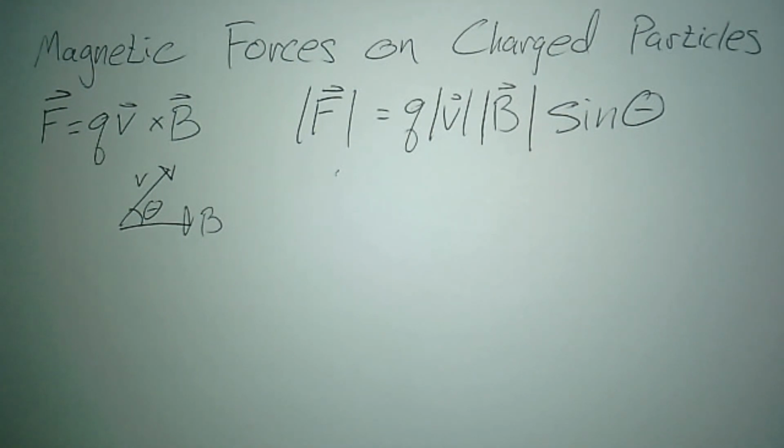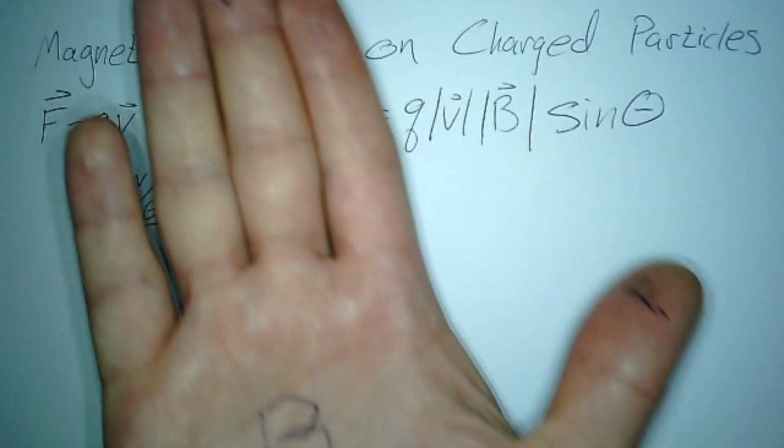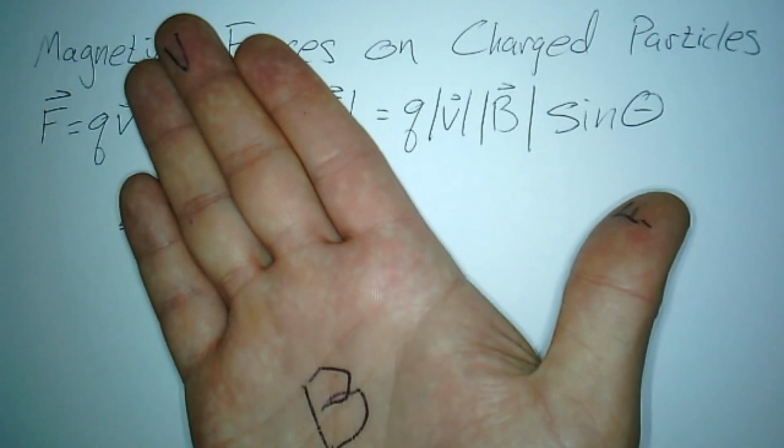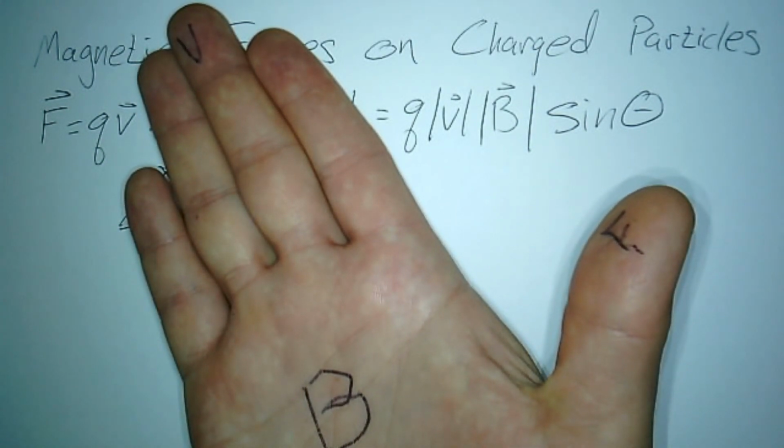All right, so we have the right-hand rule. What you're going to do is take your right hand, not your left. It's important to use your right hand. And I've labeled my right hand. Let's see if I can get it all on there. All right. So your palm is your magnetic field. Your fingers are your velocity. And your thumb is your force.